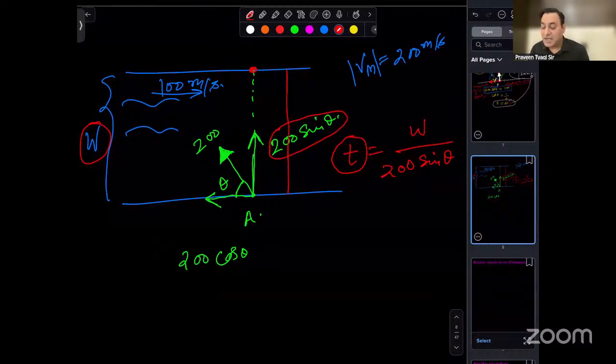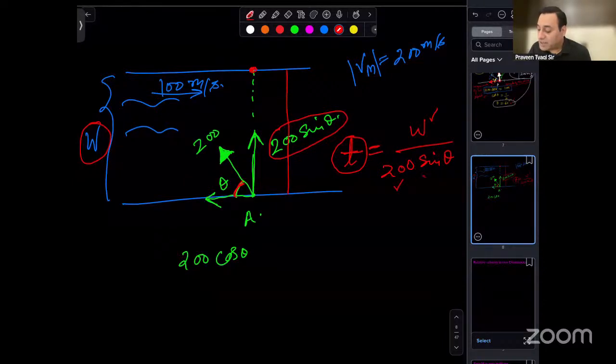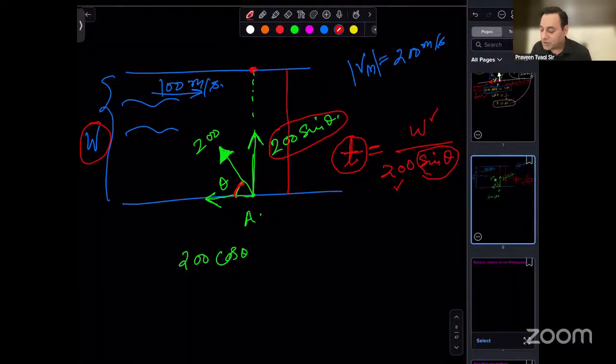My condition is I want to cross the river at an angle by swimming at an angle theta such that I cross the river in minimum time. So time is given by this. Width of the river is constant. When sine theta will be maximum, time will be minimum. So it will be minimum when sine theta will be maximum.